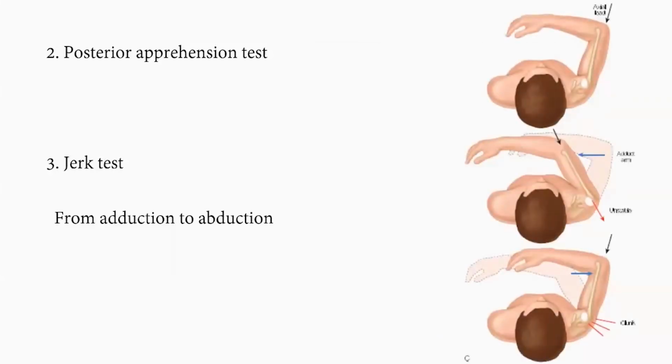Another test is the jerk test, where in the sitting or supine position, a posterior or axial load is applied to the elbow with adduction of the shoulder, and then moving from a position of adduction to abduction, usually a clunk or jerking of the shoulder is felt as the humeral head is relocated after being subluxated.